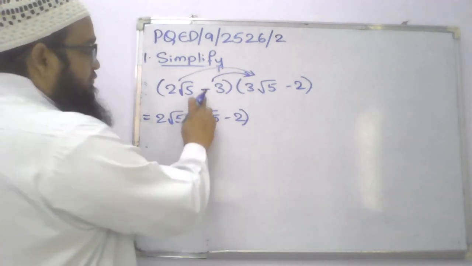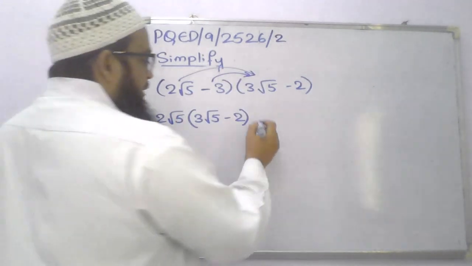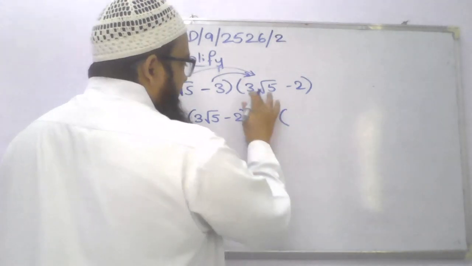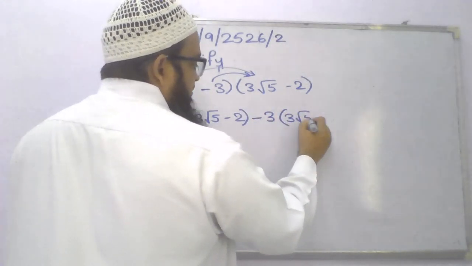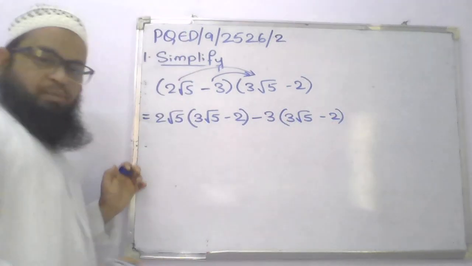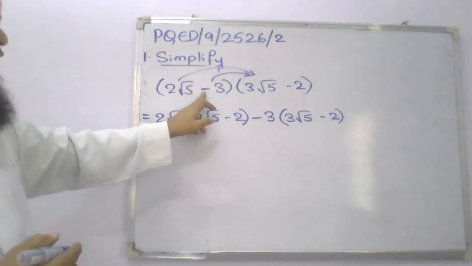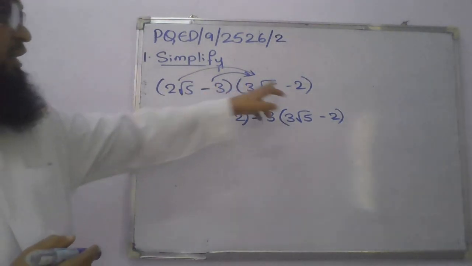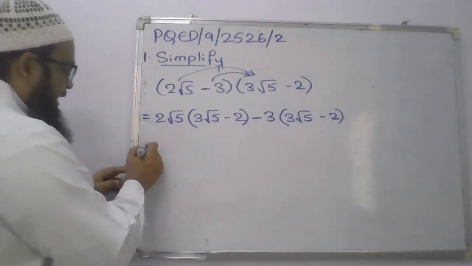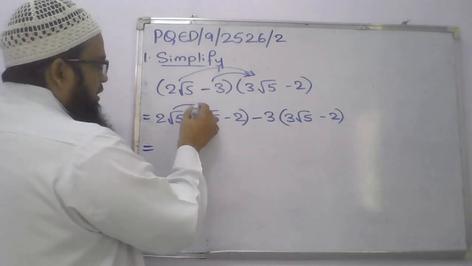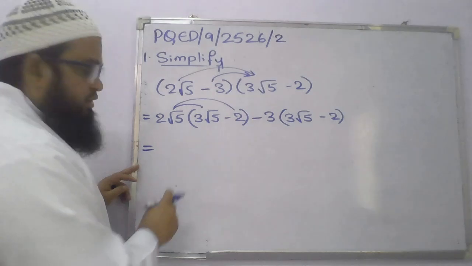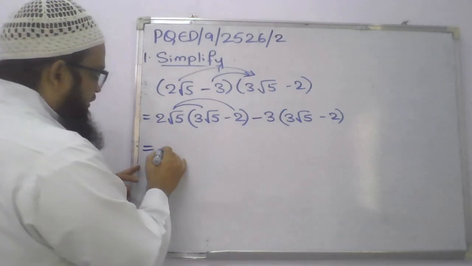You should not. You have to distribute minus 3. Okay, so minus 3 times 3 root 5 minus 2. Understood, my dear students? This negative sign is for 3, so you have to distribute negative 3 to the second expression. Now 2 root 5, distribute it to both the terms. 2 root 5 is positive, right?